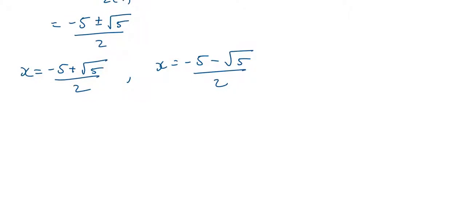And this one works out to negative 1.38. And then the other one, when I subtract, gives me negative 3.62. And my restriction was x has to be greater than negative 2. So this one's not, but the other one is.